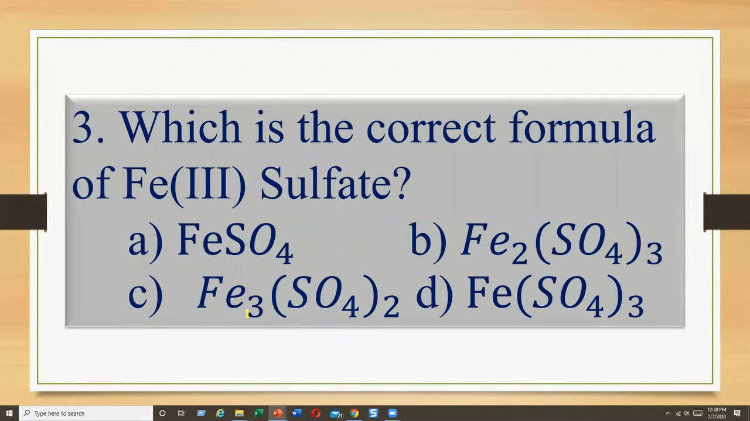Third question. Which is the correct formula of iron 3 sulfate? The valency of iron is 3. On the other hand, the valency of sulfate is 2. Student: Sir, B. So the right option is B, because the valency of iron is followed by sulfate and the valency of sulfate is followed by iron.